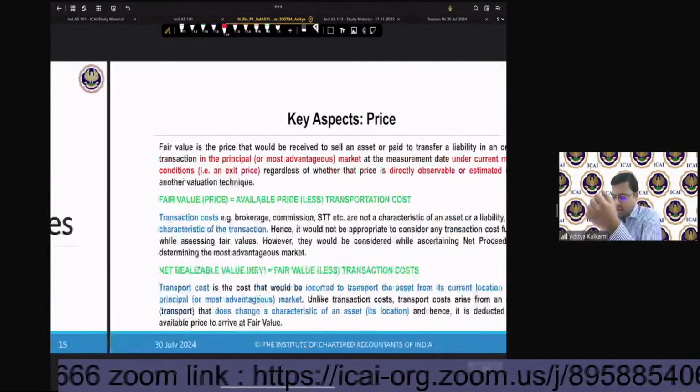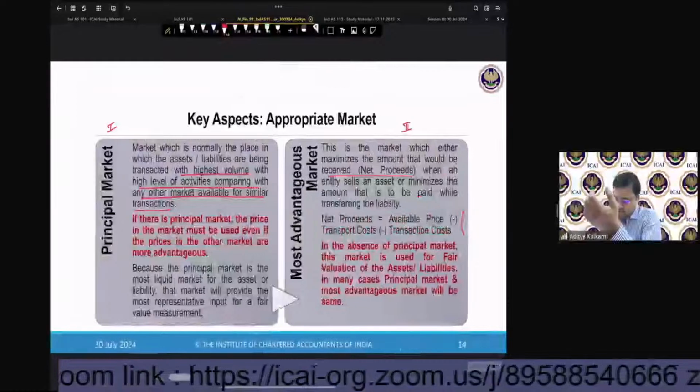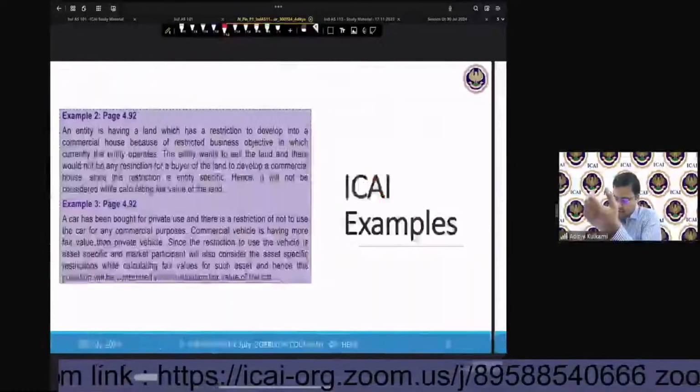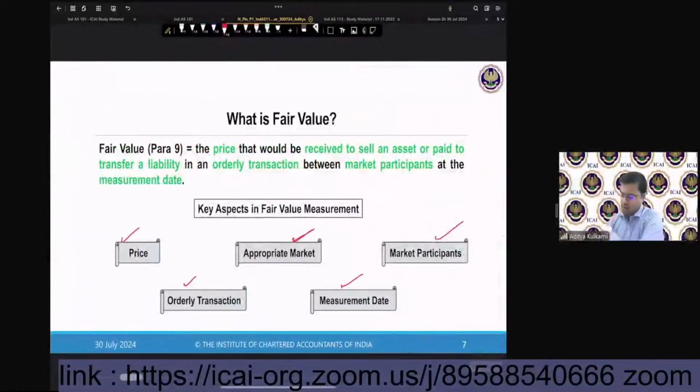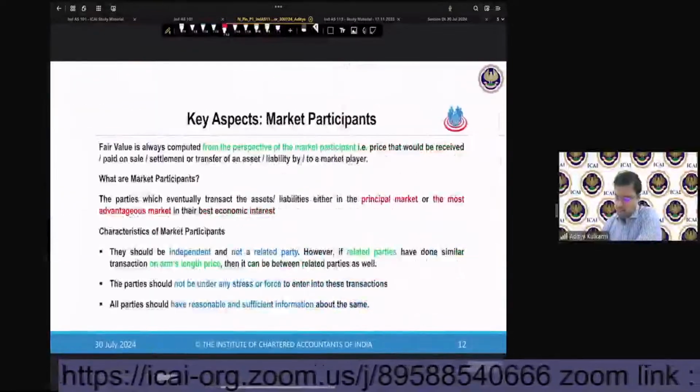So it is a transaction. Ultimately, we saw how many parts of the definition? I think we saw four parts of the definition, right? So the last part is market participants. What do you mean by market participants?